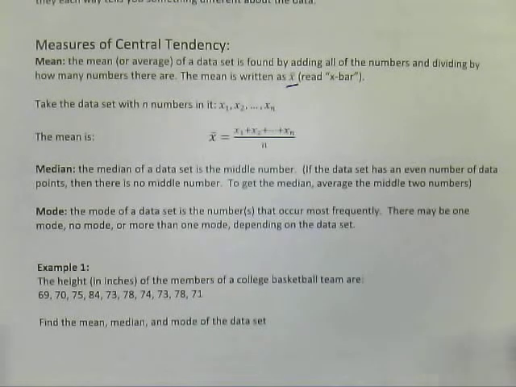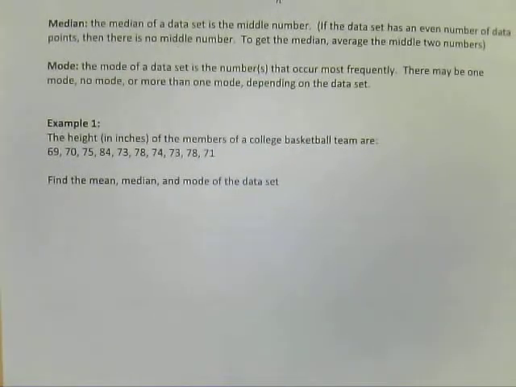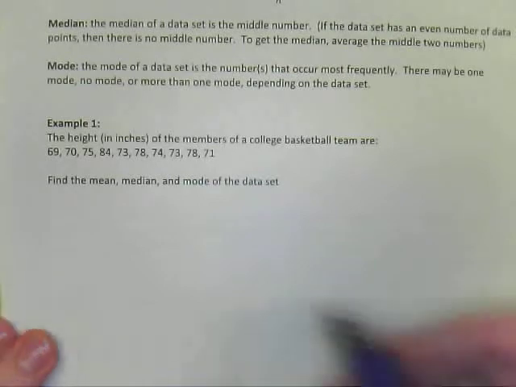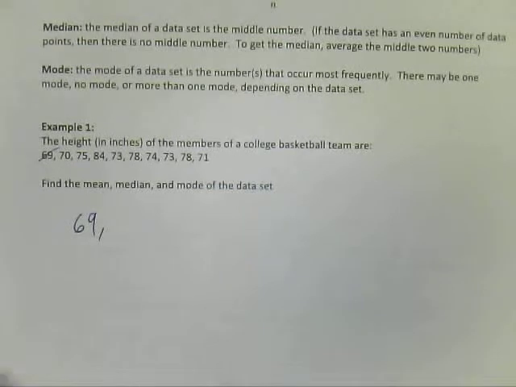So let's look at this in the context of an actual data set. The heights in inches of members of a college basketball team are 69 inches, 70 inches, 75, 84, 73, 78, 74, 73, 78, and 71. We're told to find the mean, median, and mode of this data set. First thing I'm going to do is just put them in order. It's much easier to see what's going on with the data set if they're in order. So we'll start with the smallest one, which is 69. I'll cross that off and write it down, just because I want to make sure that I get all of these.